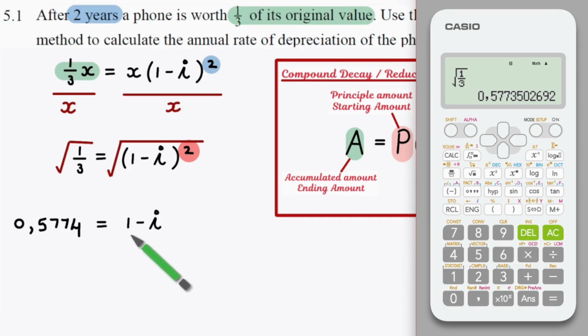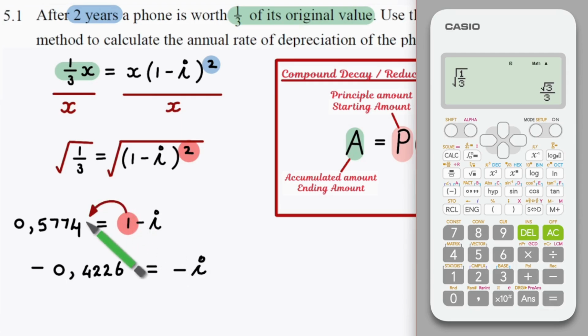Next up, we're going to take this 1 over to the other side of the equation, and it becomes minus 1. So we just use our calculator on the left hand side there. You can see how I get that minus 0.4226. And then on the right hand side, we are left with minus r. Don't forget to take that minus with the r. And then we divide both sides by a negative, so essentially these negatives just disappear like that.